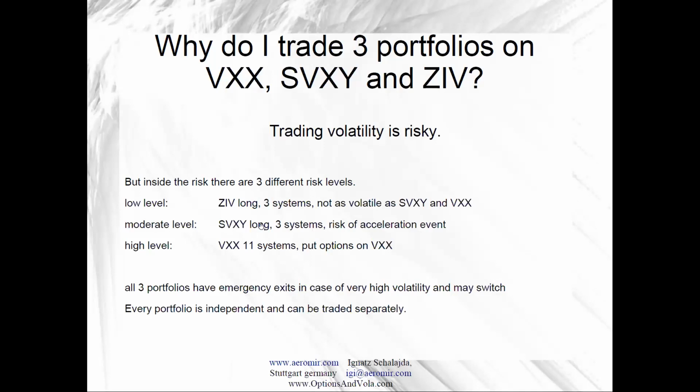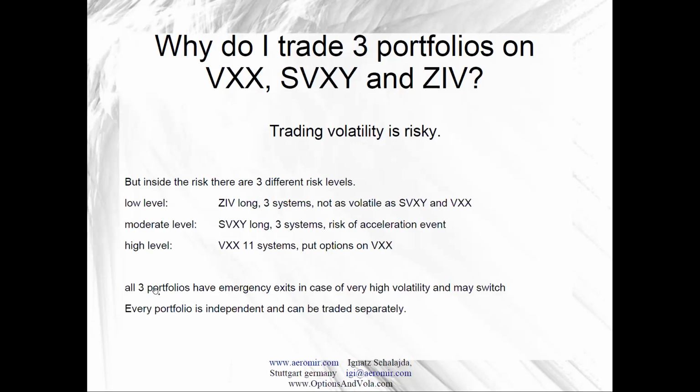It's SVXY long, only 3 systems like the TIF, but there is a risk of an acceleration event, like you saw, this huge drop from 114 to 40, a 90% loss. And high level is, of course, the VXX, 11 systems, put options on VXX, which I do.